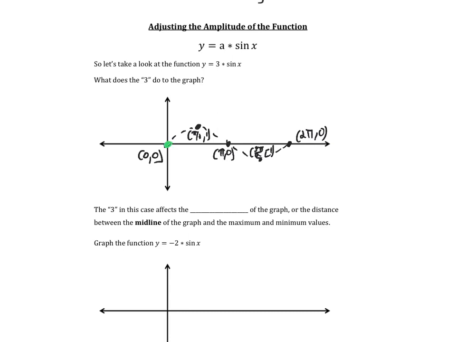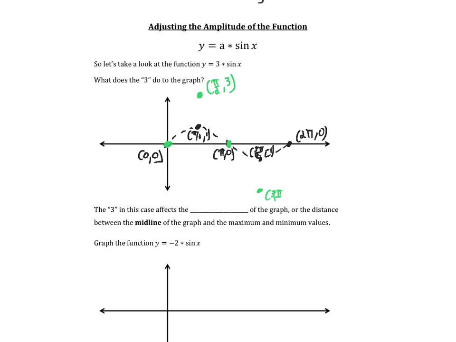However, pi over 2 comma 1, what do you think that point would become? Well, if you guessed 3, you would be correct. This point would actually be way up here. Pi over 2 comma 3. I'm multiplying all my y values by 3, right? Again, if you think about the order of operations, first you do sine of pi over 2, and sine of pi over 2 is 1, and then you would multiply 1 by 3 and get 3 as an output. Pi comma 0, multiply 0 by 3, you get the same thing. 3 pi over 2 negative 1 becomes 3 pi over 2.